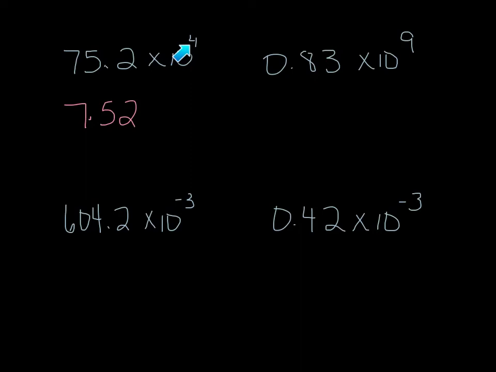This exponent tells you how many times you're going to move your decimal. Now here, there's a couple ways to look at it. This is how I look at it. I almost look at it like a balance. Now, I went from 75.2 to 7.52, so my number got smaller. In order to balance it out, this needs to get bigger. This number got smaller, so this needs to get bigger. I moved my decimal one time, so I'm going to add 1. 4 plus 1 is 5.